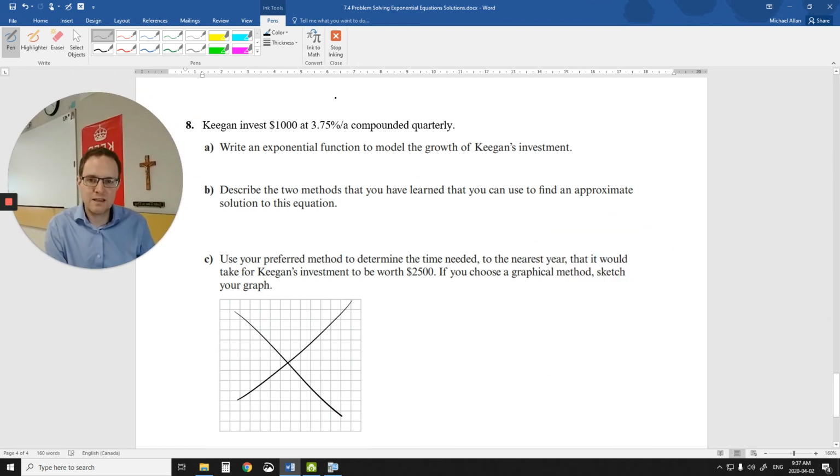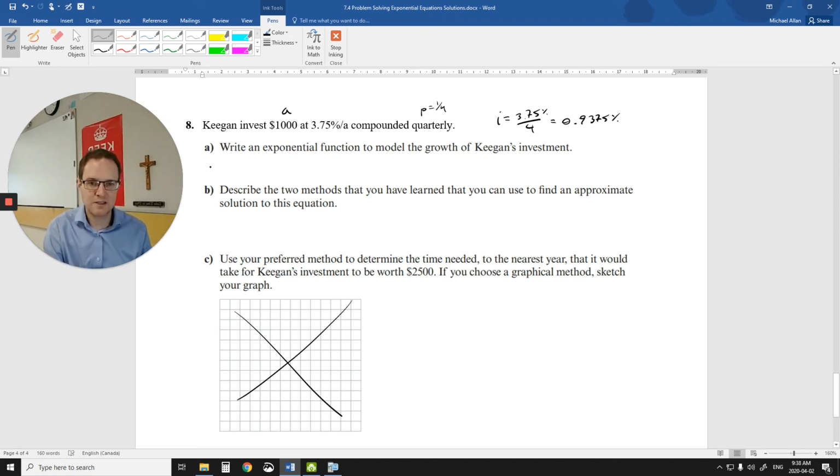Okay. So Keegan here invests $1,000. That's my A value. With an interest of 3.75 per year compounded quarterly. Okay, so my period is going to be a quarter. What I'm going to have to do with my interest now is take that 3.75 and divide it by 4 to get how much interest per quarter. So 3.75 divided by 4. So I get 0.9374%. Okay, so that's going to be my I value.